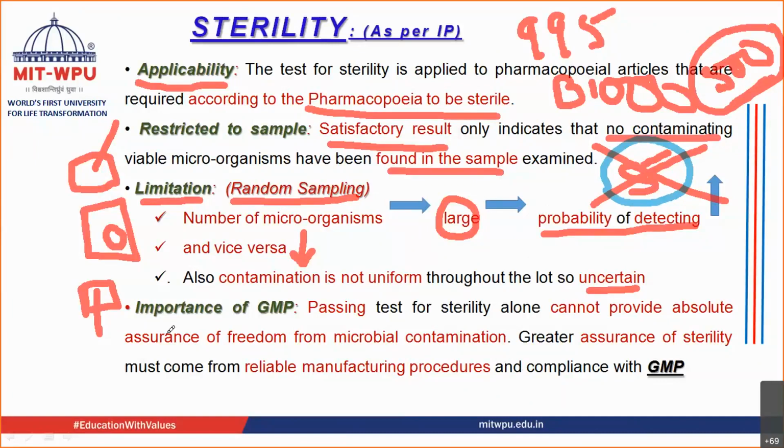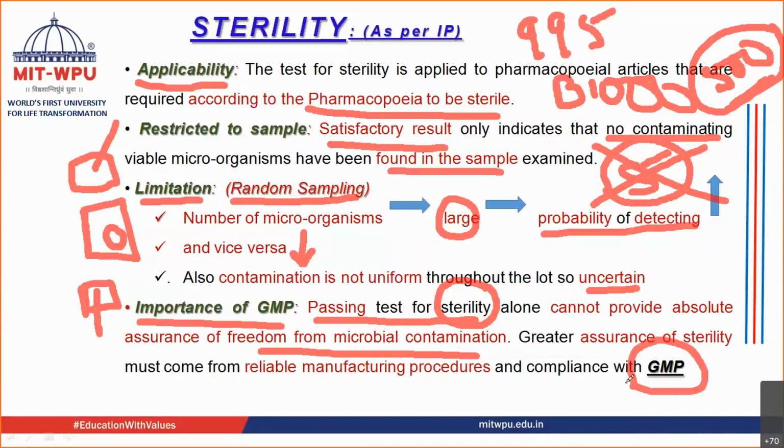That's why the importance of GMP is very much there. Passing the test for sterility does not by itself guarantee absolute freedom from microbial contamination. In order to have your product sterile in nature, apart from the test of sterility that you are carrying out, the main important thing you have to remember is that you have to follow the GMP procedure. Whatever facilities we have discussed earlier, all those conditions should be followed.